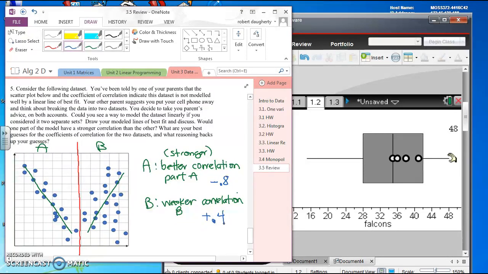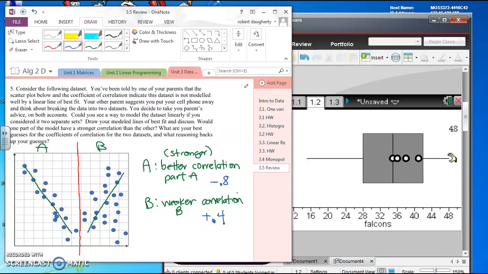Don't worry about those numbers. I didn't count off for the numbers being wrong, but the concept was that for part A, you've got a negative number. For part B, you've got a positive number. And for part A, that number is closer to 1 than part B. So you understand relatively what correlation means. Part A would have a negative correlation, part B would have a positive, but A would be stronger, closer to -1 than B is. B would be further away from 1 or -1 in that case.